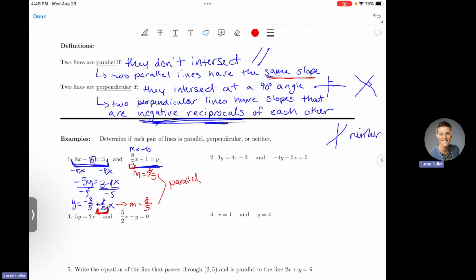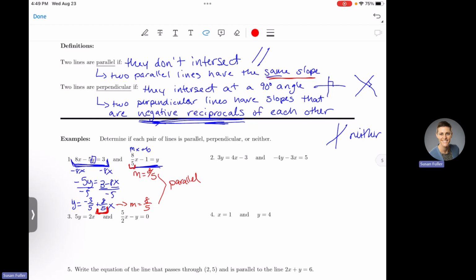That's how I want you to work through these. So go ahead, hit pause, and I want you to try to solve all the rest of these. Do y equals mx plus b, find your slopes, and decide if they're the same, if they're negative reciprocals, or neither. And then when you're ready, start the video again.